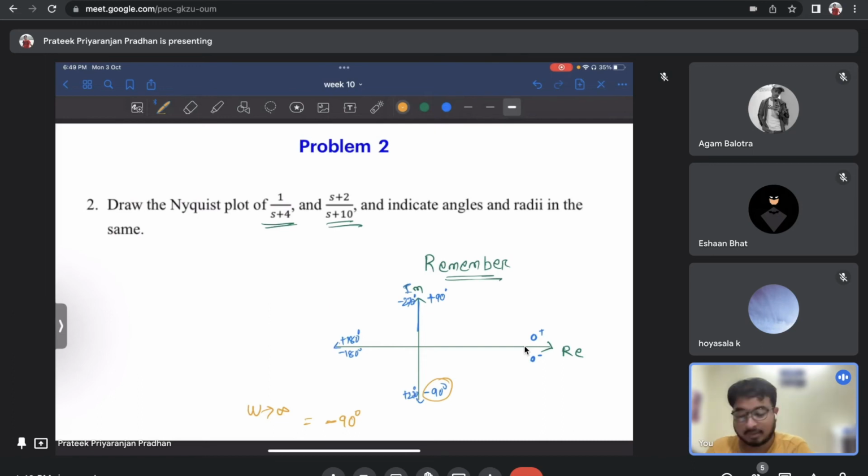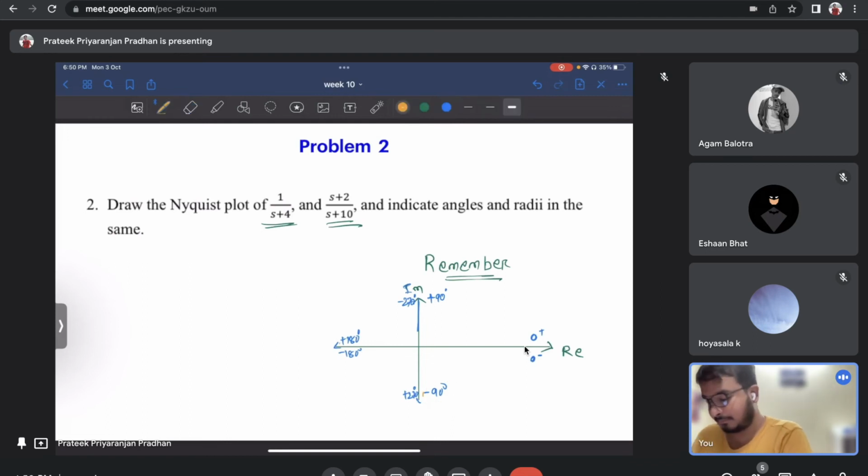Remember this plot: positive 0, negative 0. So when omega tends to infinity and it approaches negative 0, this plot must be like this. If it's a positive 0, it should be like this. So you will know these things in the next class. Now coming back to our question.